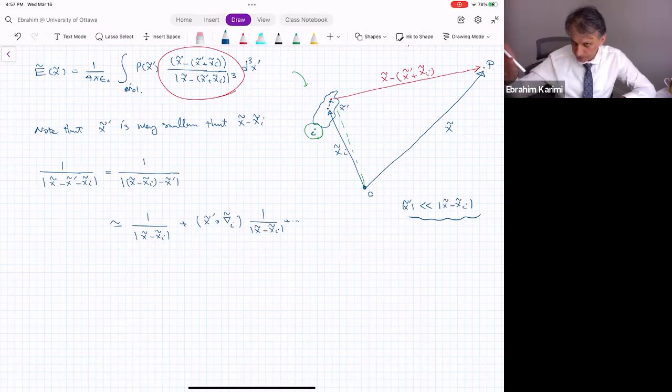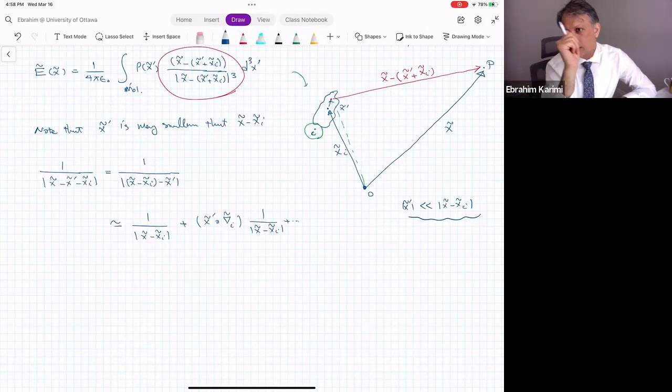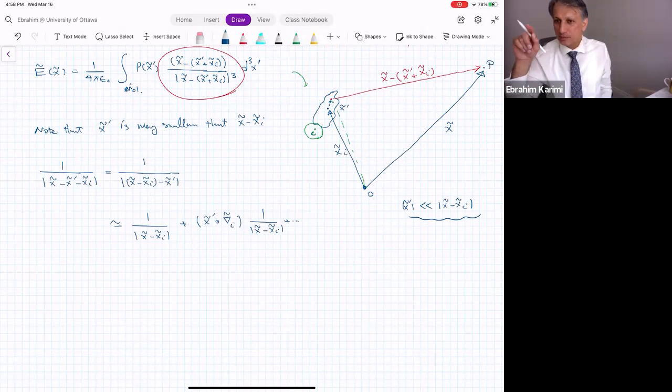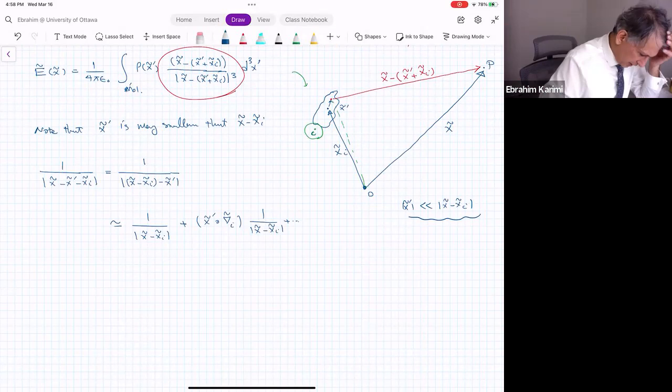So, and of course, if you want to include the other term, it will be 1 divided by 2 factorial, x prime dot nabla power of 2, right? 1 divided by x minus xi. So this is what we learn. So it will be x prime dot nabla i, power of n divided by n factorial. So I don't care about the rest, but let's now do this sort of mathematics.